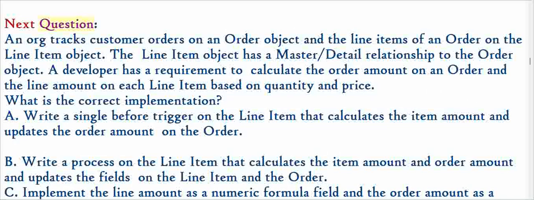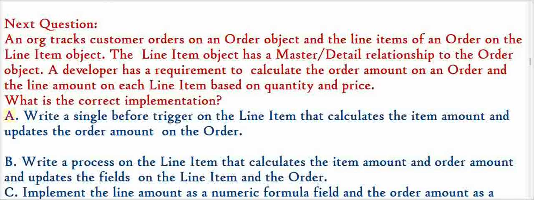Next question. An org tracks customer orders on an order object and the line items of an order on the line item object. The line item object has a master/detail relationship to the order object. A developer has a requirement to calculate the order amount on an order and the line amount on each line item based on quantity and price. What is the correct implementation?